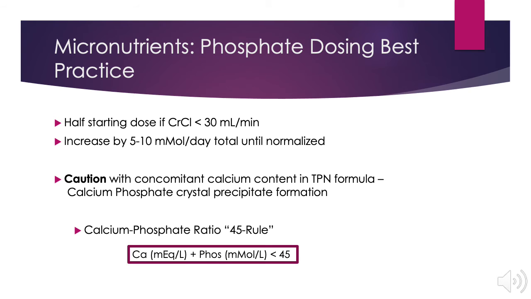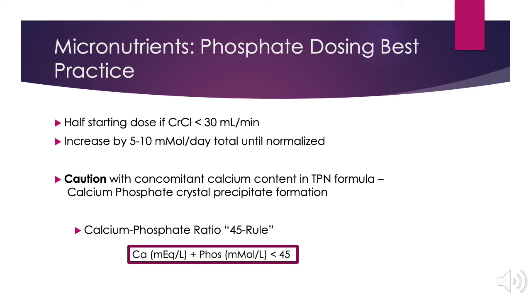In this slide, you may find the dosing best practice for phosphate. For renal insufficiency patients who have creatinine clearance less than 30 mL per minute, it is ideal to halve the starting dose of phosphate and to increase by 5 to 10 millimoles per day as needed until your phosphate level is normalized. Caution with concomitant calcium content in TPN solutions.